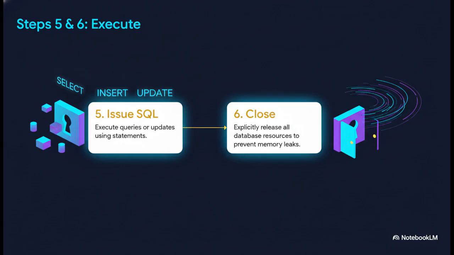You have to explicitly close the connection. Think of it like hanging up a phone. If you don't, that line stays open, using up resources. If enough of those lines are left open, the database runs out of connections and just locks up. It's a classic resource leak, and it can bring your whole system down. That's why it's a ritual. You have to complete every step.